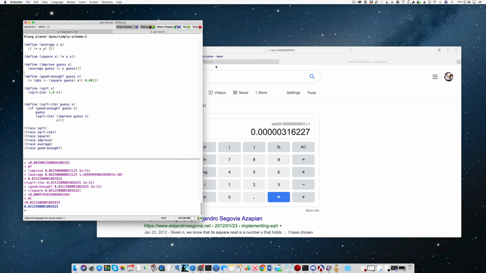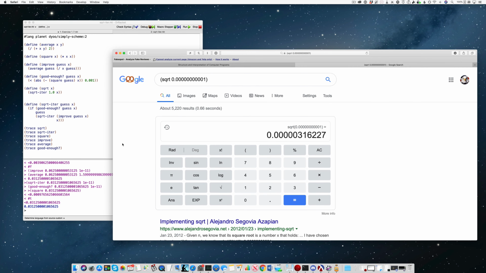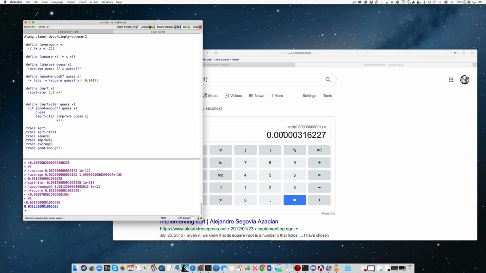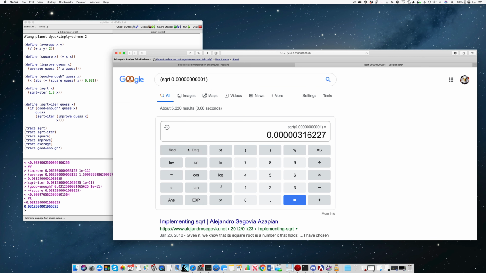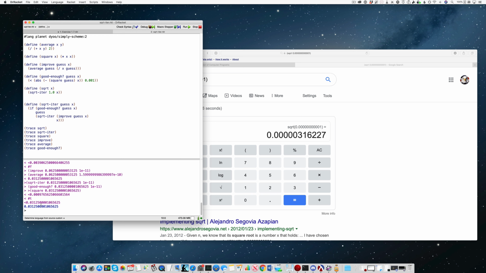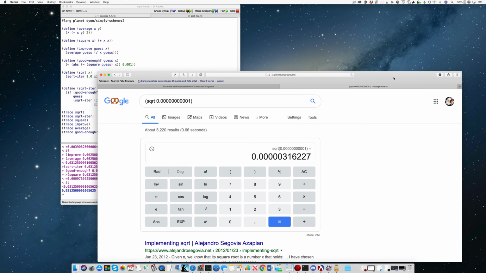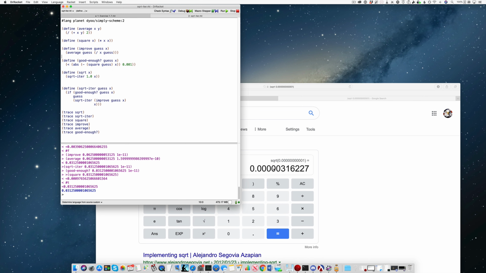So I think earlier in the video I'd taken the square root of this number, and you see what it gives you here. This is the old procedure, the initial version. And you see the big difference between that and Google, right? A lot of decimal places there.